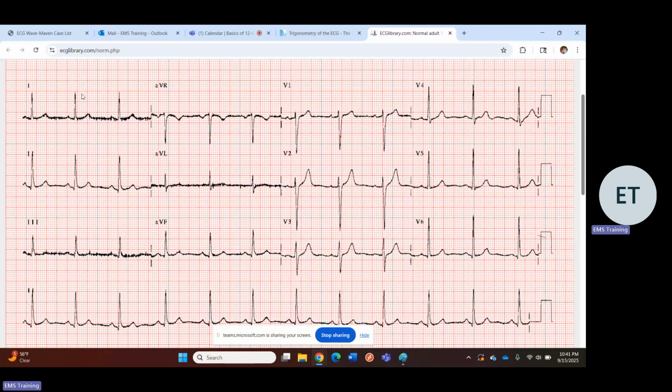Or you can do the box method: 300, 150, 100, 75, somewhere a little bit less than 75. Is there a P wave for every QRS complex? And then a T wave.